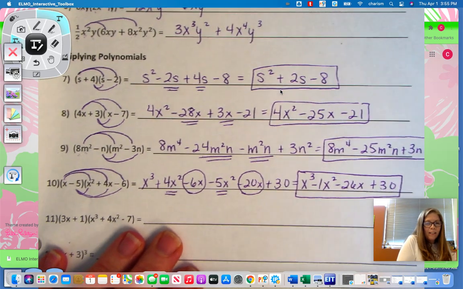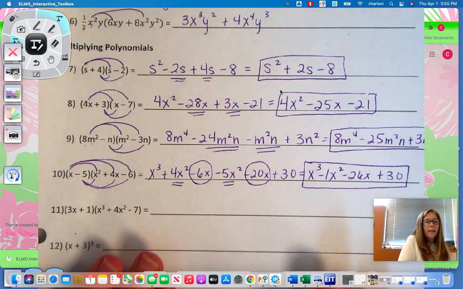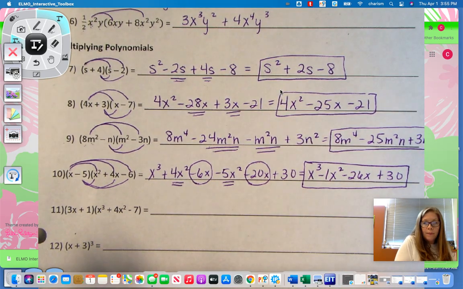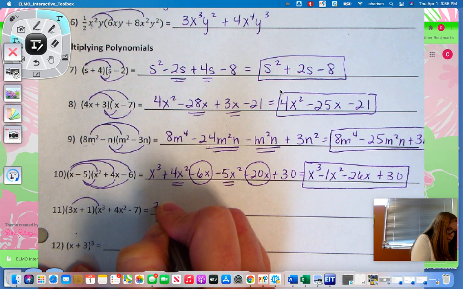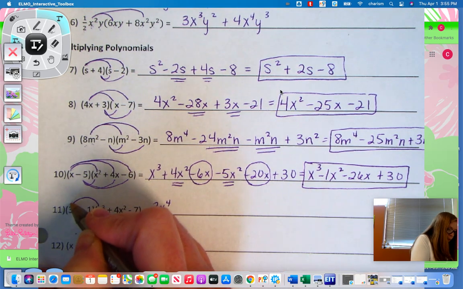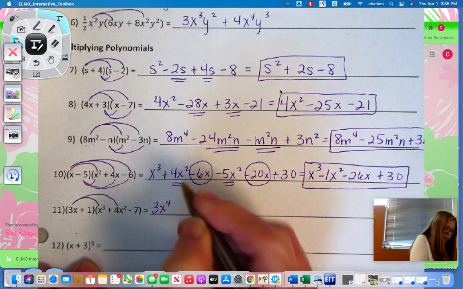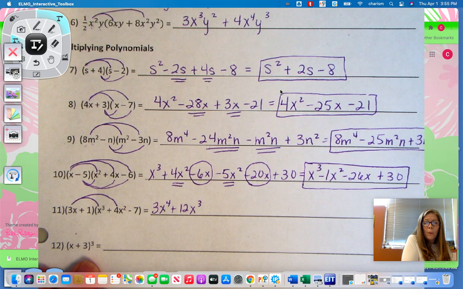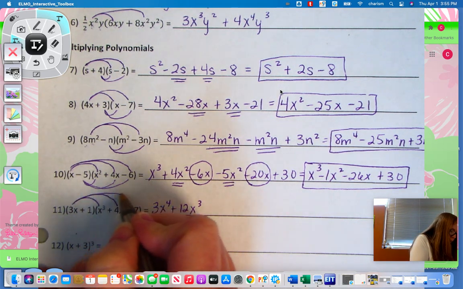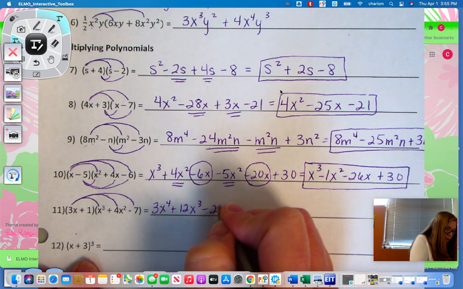All right. So the last one, well, not the last one, excuse me. The one that's just like it, number 11, pause me and go try this on your own. I'm serious, pause me. Okay, so here's what it looks like. 3x times x to the third, that's 3x to the fourth. 3x times 4x squared is positive 12x to the third. Notice how slowly I'm going and I'm not rushing because there's a lot to think about. 3x times the negative 7 is a negative 21x.